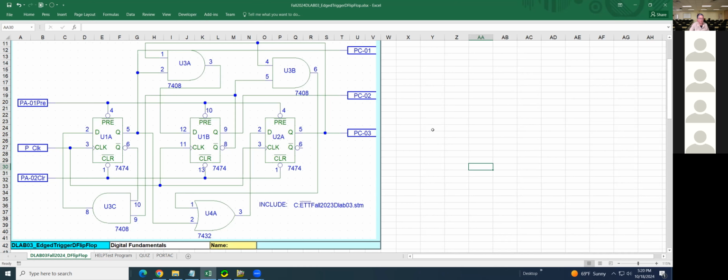Okay. So in here, they're using the ICs, you see that? 7474, that's just a D flip-flop. 7408, AND gate. Okay. 7432, OR gate.